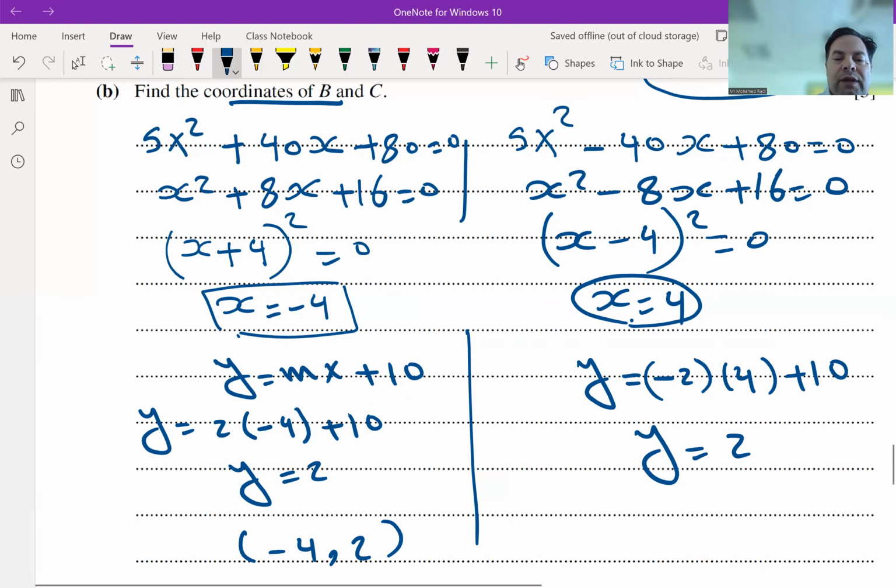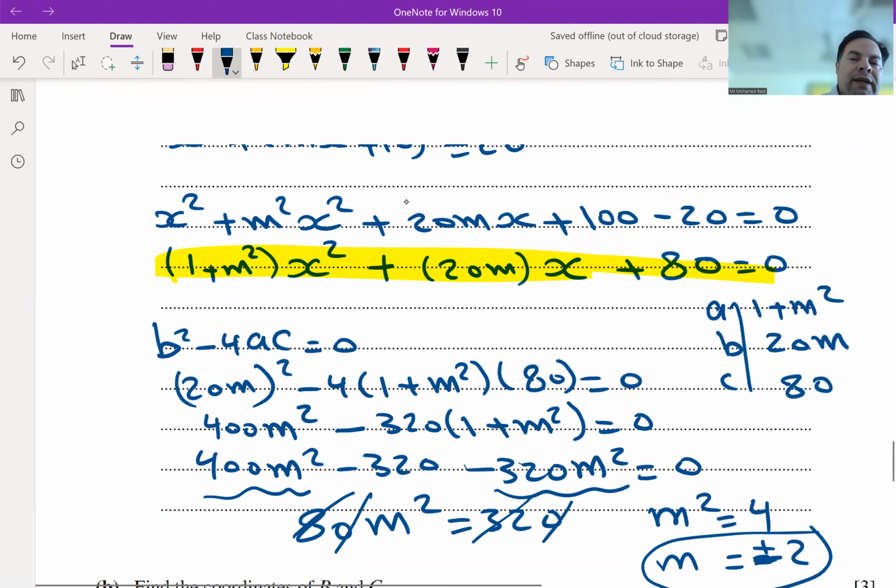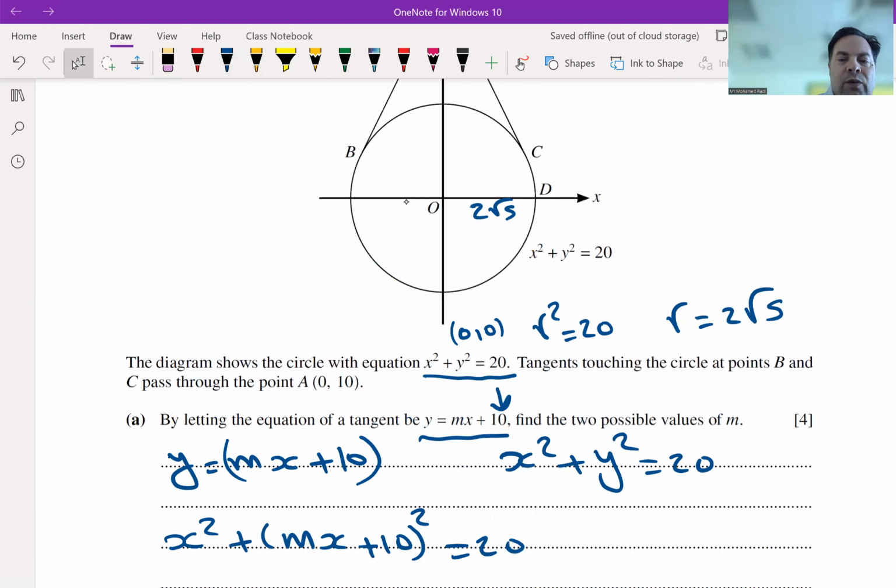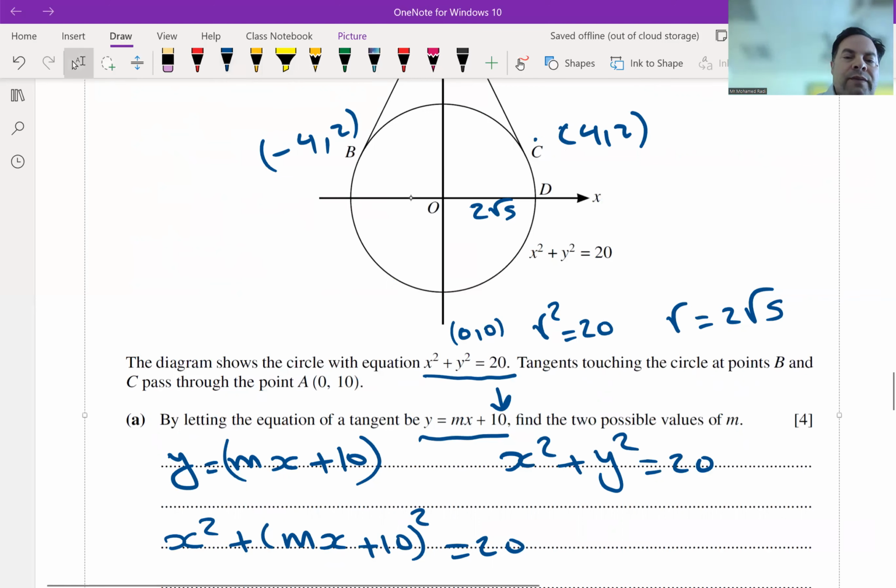If x is negative 4, m is positive. If x is equal to 4, m is negative. So you will get the same answer, y is equal to 2. So the coordinates of the point are (4, 2). Which will be C and which will be B? C is (4, 2), and B is (negative 4, 2). These are the coordinates of the points C and B.